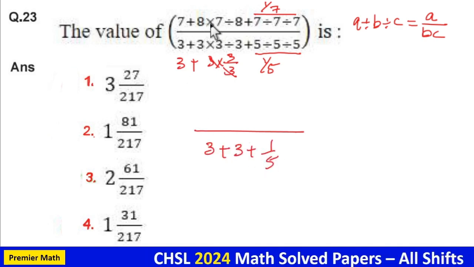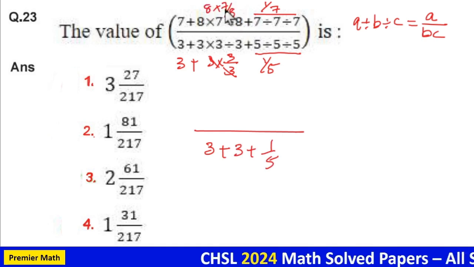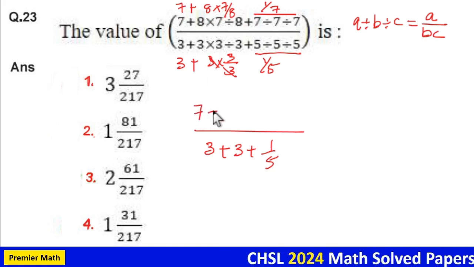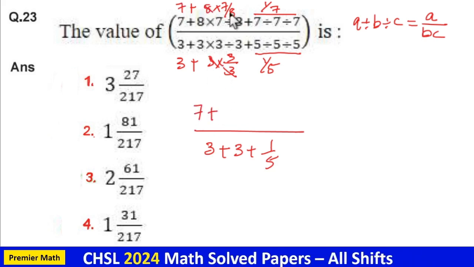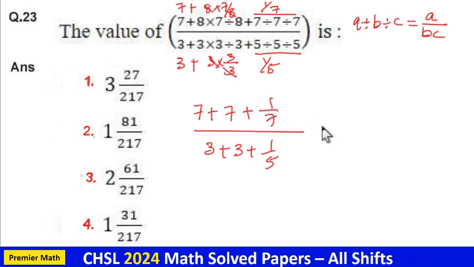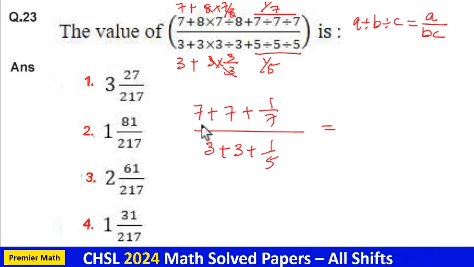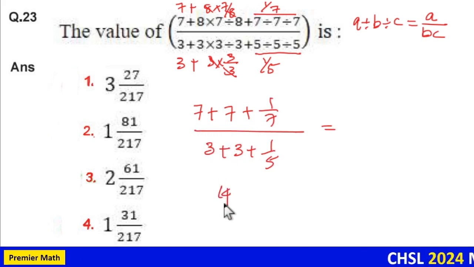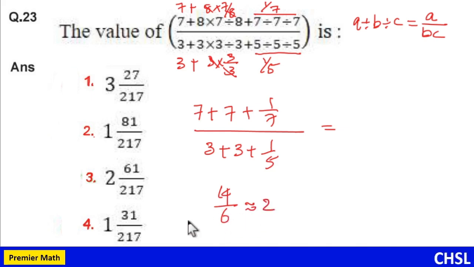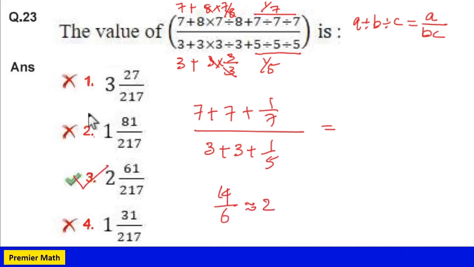Same way here 7 by 8. 7 by 8 into 8 means 7. So here in the numerator you have 7 plus, 8 cancel, remaining 7. 7 plus 1 by 7. Now from this you can approximate the value, that is 7 plus 7 is 14, 3 plus 3 is 6. So 14 by 6 is around 2. Here if you look at it, option 3 is your answer.